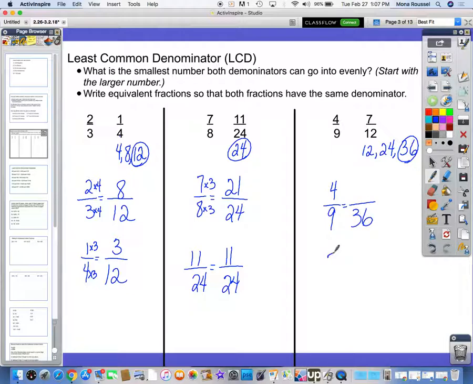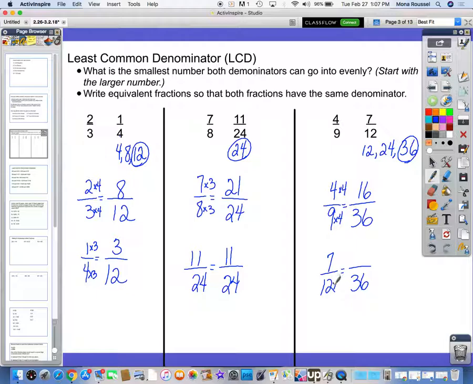We will change 4/9 and 7/12 into 36. To do that, we have to see what 9 was multiplied by to get 36. 9 times 4 gives us 36, so we multiply the numerator by 4 as well. 4 times 4 is 16. So 4/9 equals 16/36.